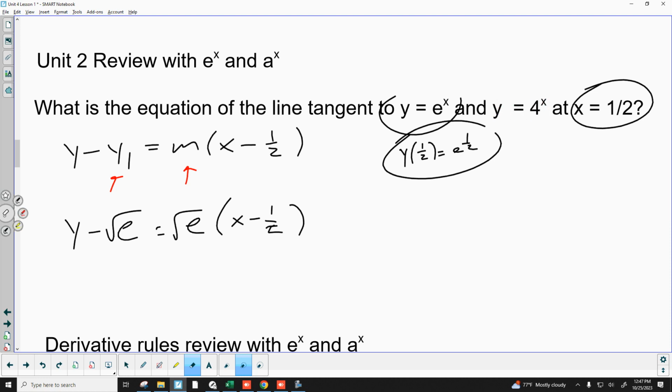So 4 to the x. Its derivative is not 4 to the x. Its derivative is 4 to the x times the natural log of 4. Please write an equation for a line tangent to 4 to the x at a half. And then we have lunch. No, we got 10 more minutes. Great, we're in good shape.